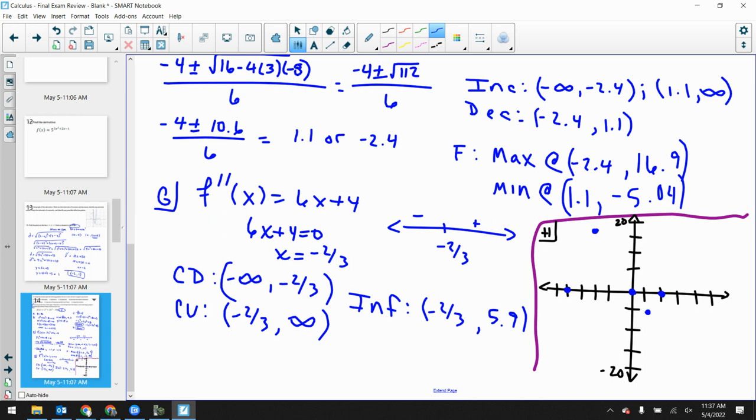That makes sense because the inflection point is at negative 2/3, comma 5.9, somewhere around right there. And that gives me my entire graph.